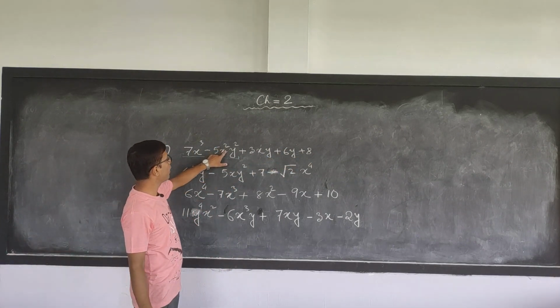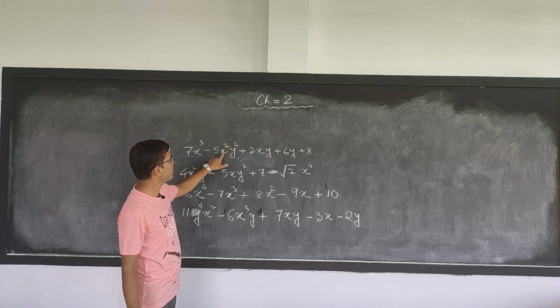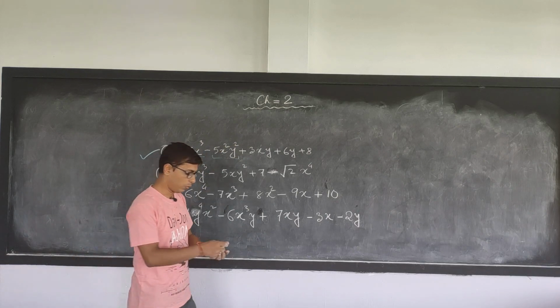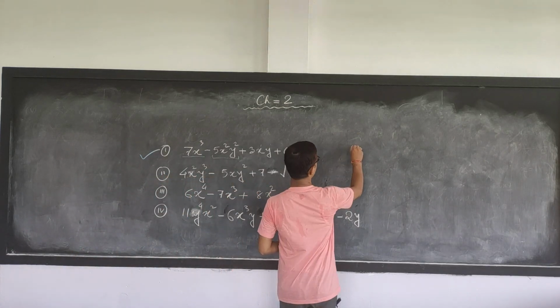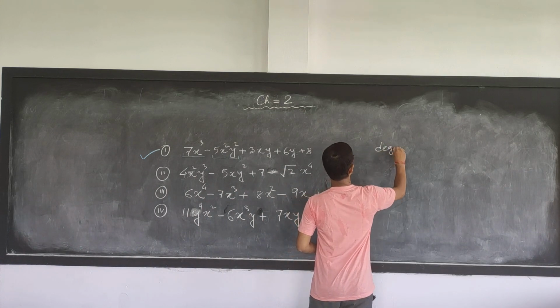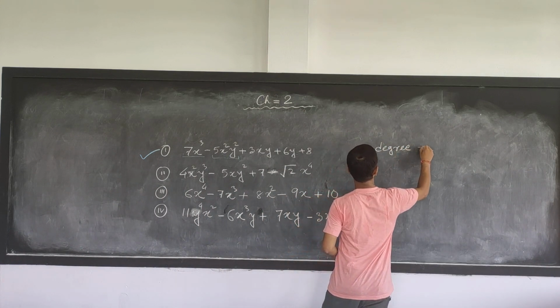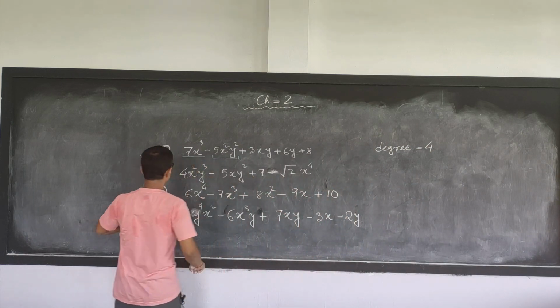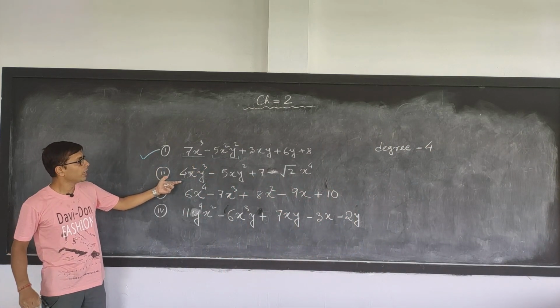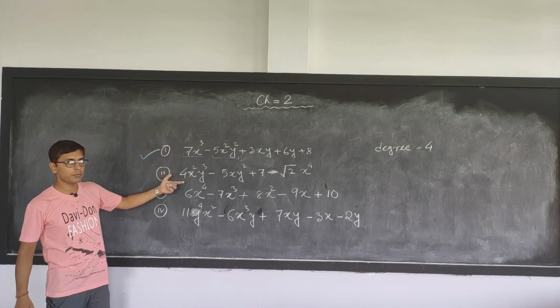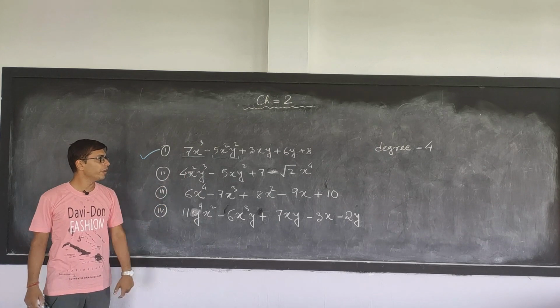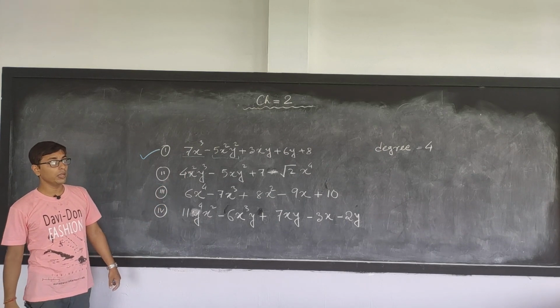Alright, because you have to sum up the powers on the variables. This is 2, this is 2. Thus 2 plus 2 is 4. So the degree of this polynomial will be 4. What is the degree of this polynomial? That is 4. In this case, the degree is 4. What is the degree of this polynomial? This is also a polynomial in two variables, because there are two variables, one is x and the other is y.